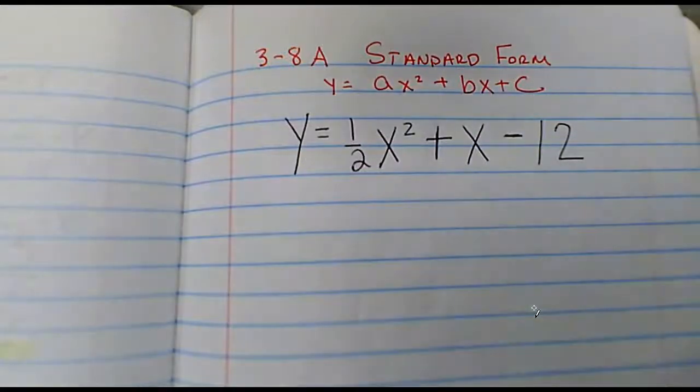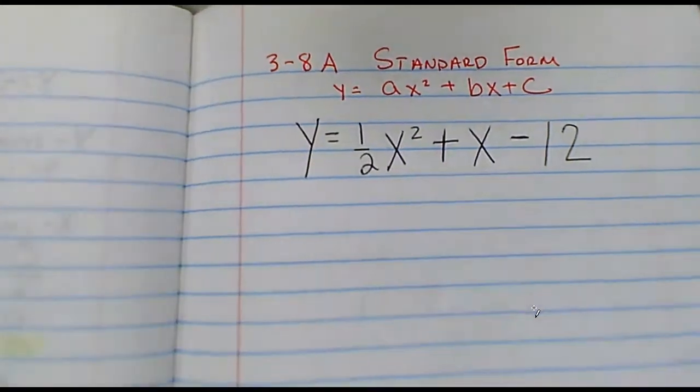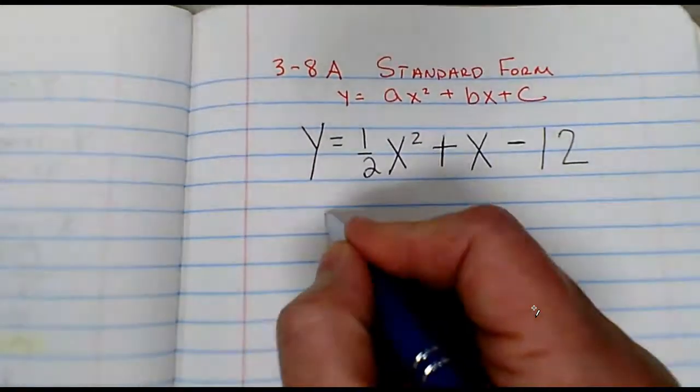So the question we are going to be looking at today is how do we change it from standard form to vertex form? Standard form is better for solving. Vertex form is better for graphing. So we change forms depending on what we are trying to emphasize.